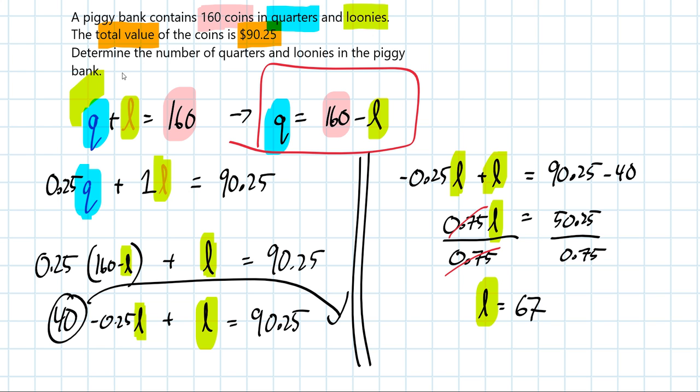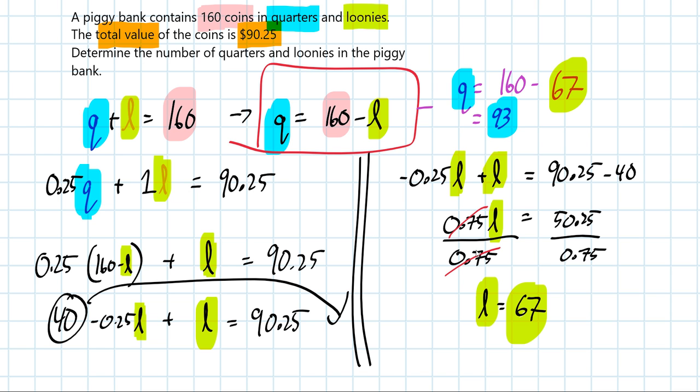If I put that back into here, or really the easier form is this one that I already moved over to find Q, I can find the number of quarters. I'm going to do that up here in purple. The number of quarters is equal to 160 minus the number of loonies. I think there are 67 loonies. That's this 67 that I got down there for L. So I think that 160 minus 67 should be my number of quarters. I think there should be 93. So I think at this point there should be 93 quarters and there should be 67 loonies.